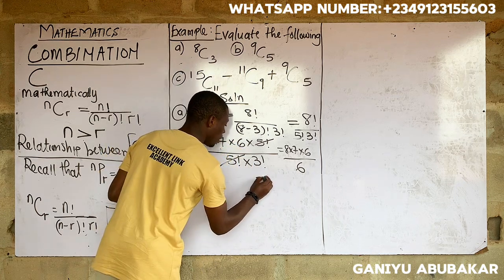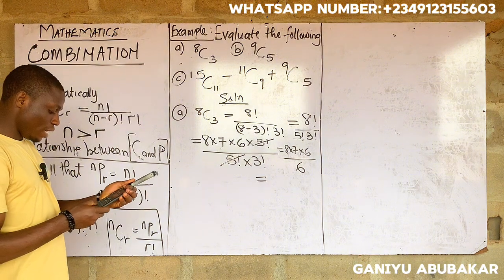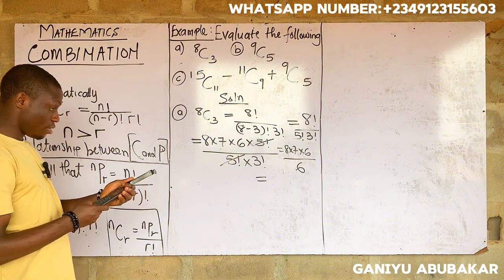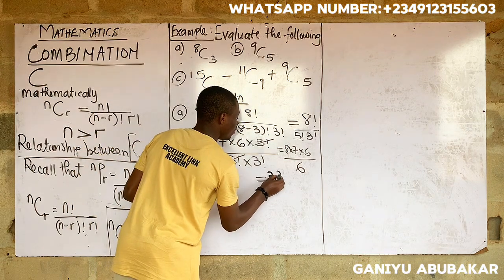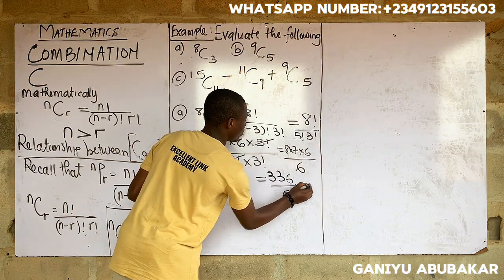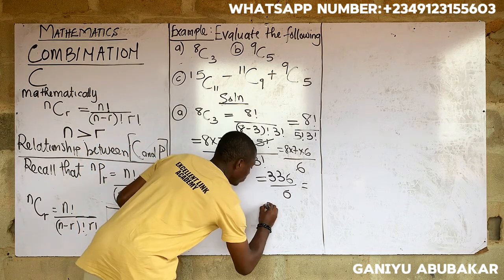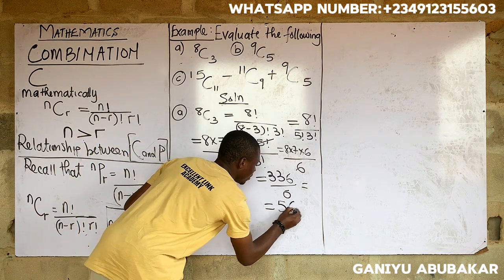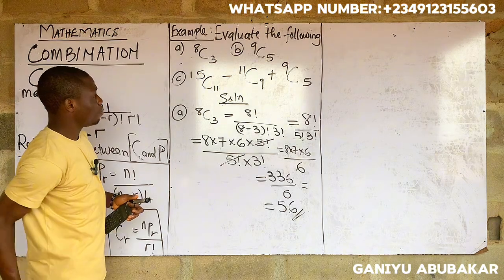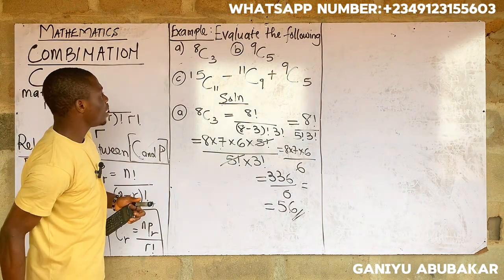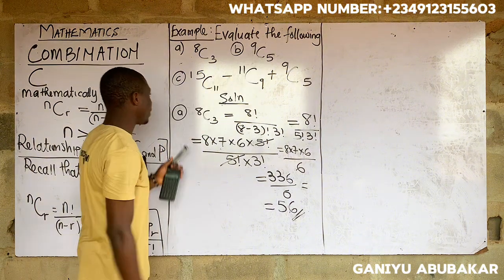Multiply together. What do I get? 8 times 7 times 6 is 336. 336 divided by 6, what do we get? My answer becomes 56 after solving this particular problem. You do number 2 for me, right? So let's do number 3.